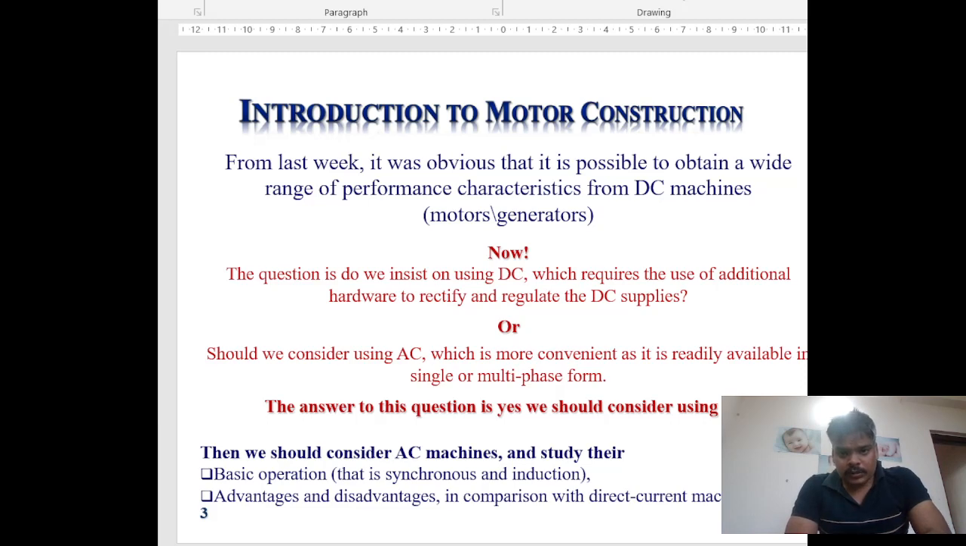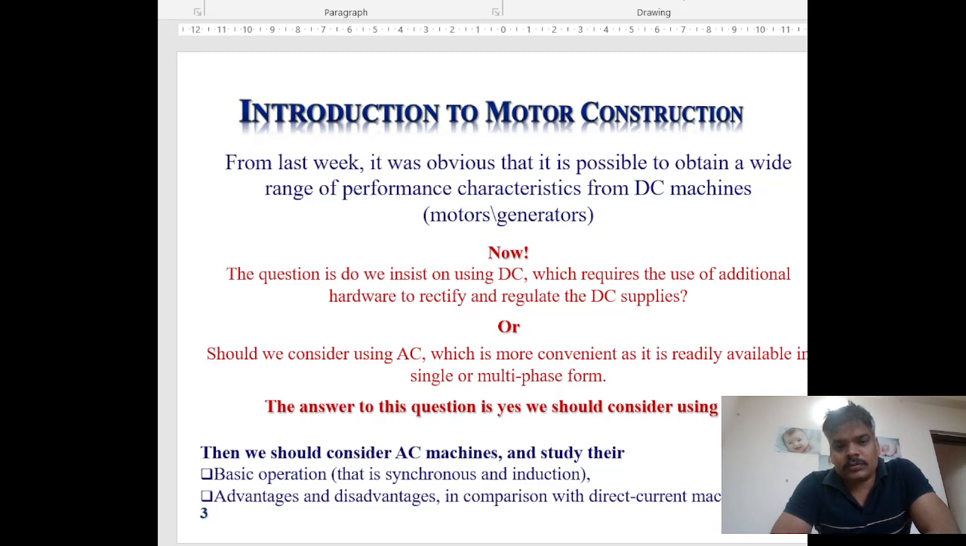Introduction to motor construction. What are the components of motor? Here what will happen? We will convert the electrical energy into the mechanical energy. It is obvious that it is possible to obtain a wide range of performance characteristics from DC machine. DC means we are using the power supply in the form of direct current. So for that we have to use rectifier. Rectifier converts the three-phase AC into the DC.